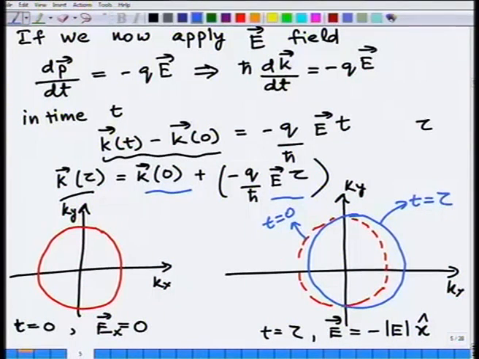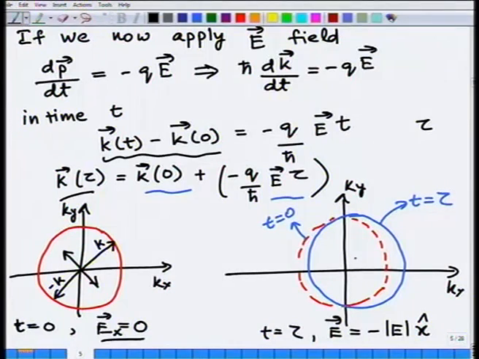So, what do we see here? My figures are not so nice; you can imagine all of these to be circles. Notice that in this particular case, for every vector k, I had an equal and opposite minus k vector also. Therefore, the net velocity was 0. When the E field was 0, the net velocity of electrons was 0 and therefore there was no current.